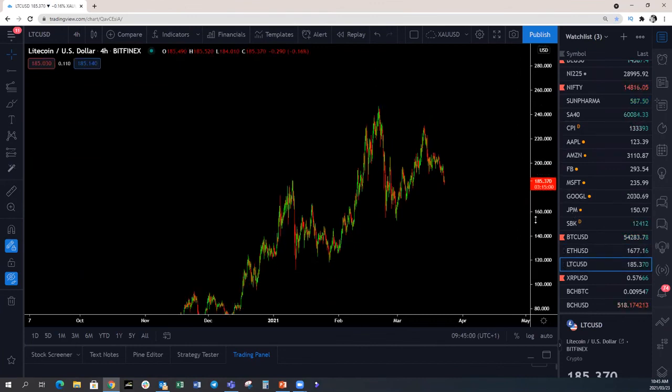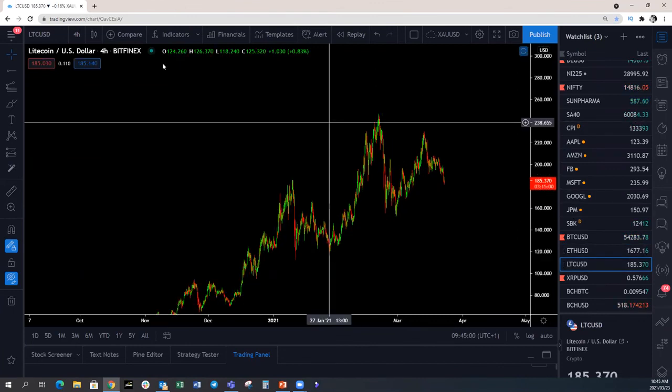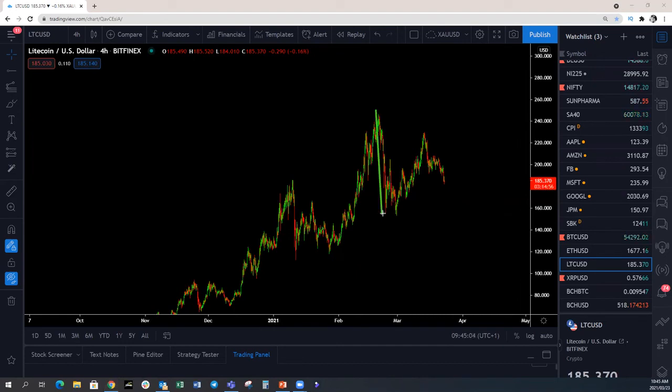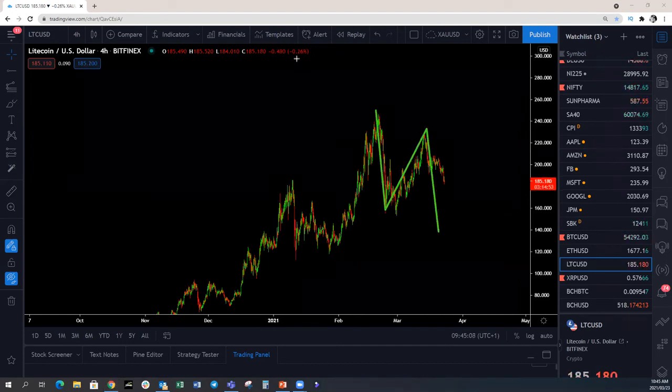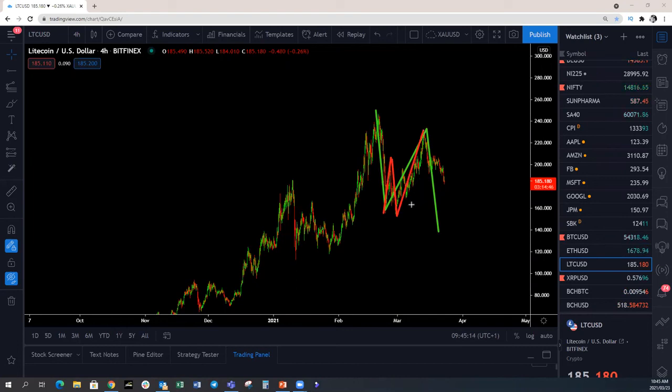Litecoin. Litecoin has made this 1, 2, 3. We're looking for this on Litecoin. And the B is showing us this. That's the B, expanding flat on the B wave. We're looking for this one to come down in 5 and Ripple.